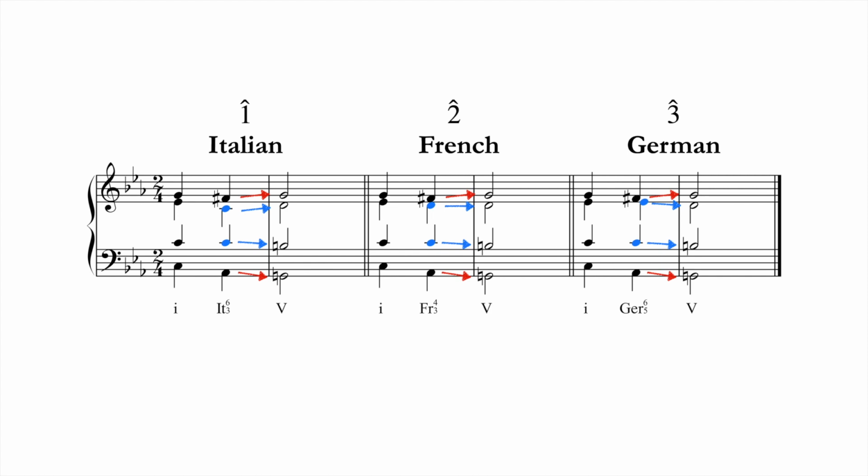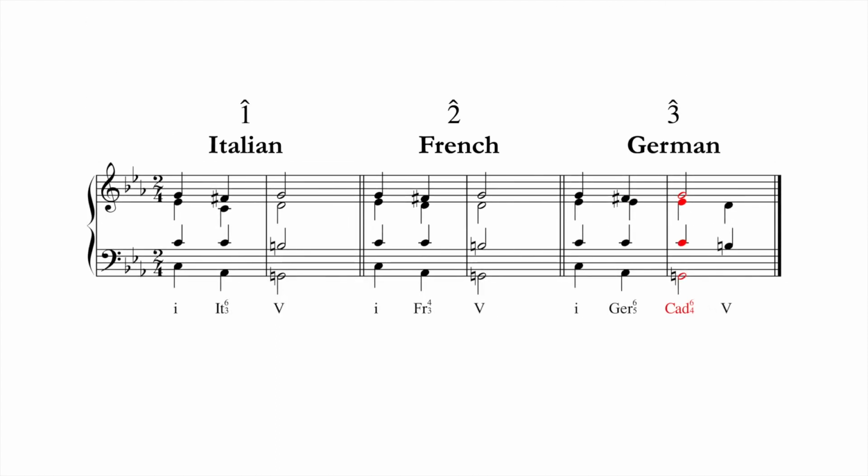Moving directly to 5 from the German 6th creates parallel fifths. To avoid this voice leading issue, composers often insert an intervening cadential 6/4. Sometimes, however, composers opt to retain the distinctive sound produced by the parallel fifths.